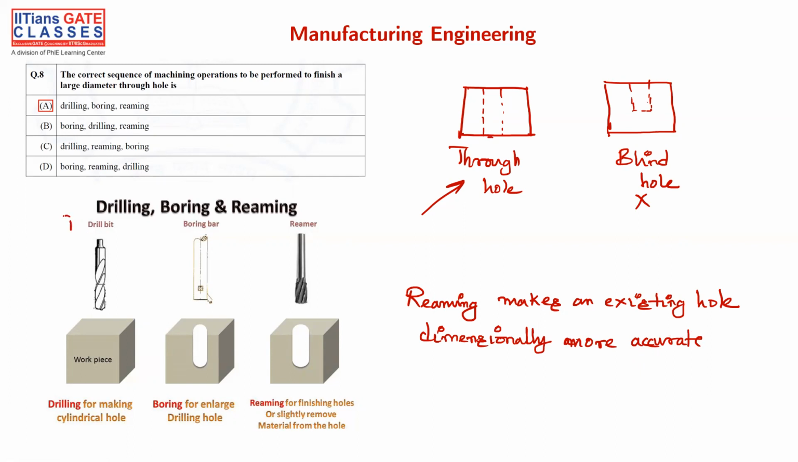One, you use the drilling operation. Two, use the boring operation. Three, use the reaming operation. Obviously, it's already clear. The answer is A. Drilling, boring, and then reaming. And the tools that are used are: drill bit for drilling, boring bar for boring, and reamer for reaming operations. Okay, fine. Let's move on.